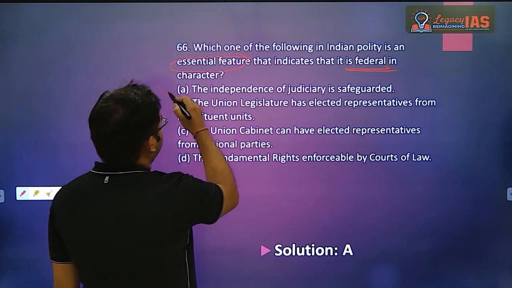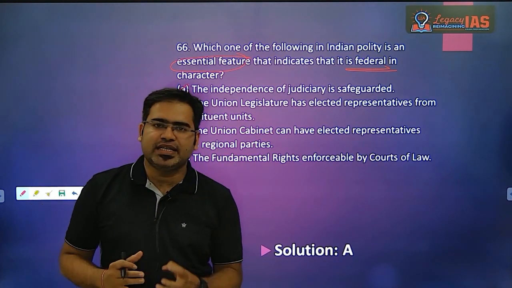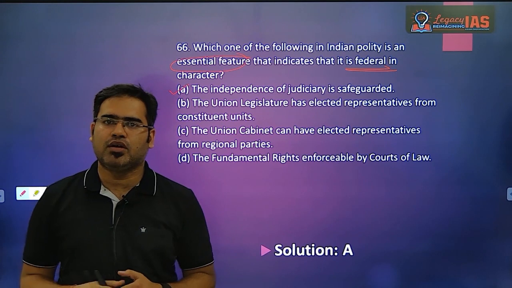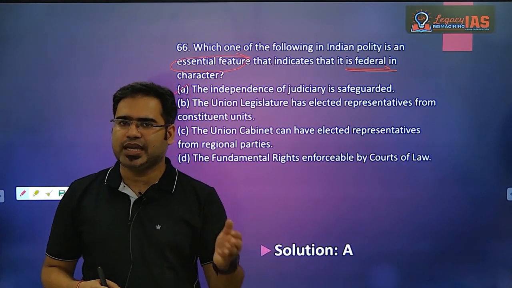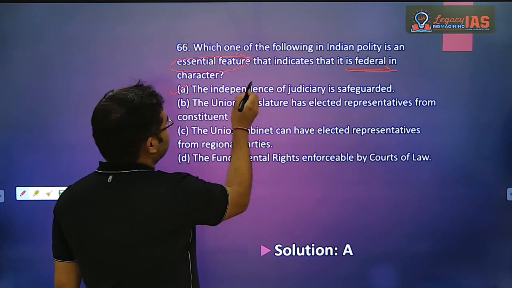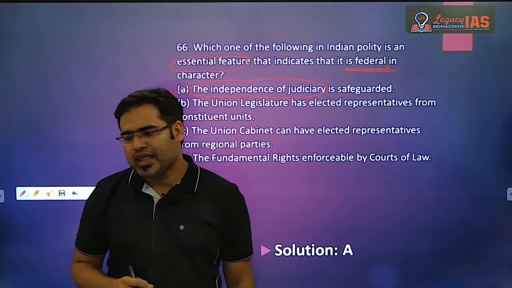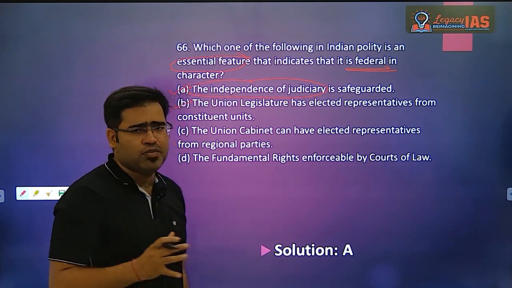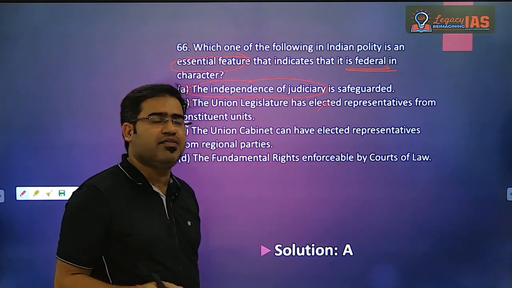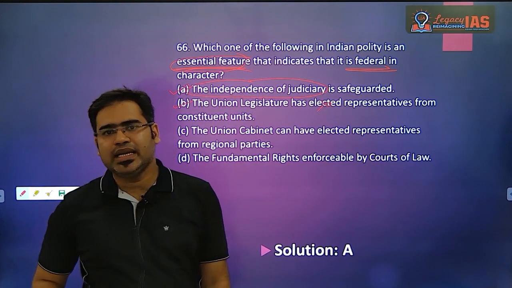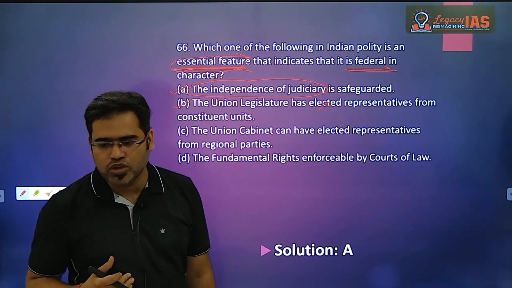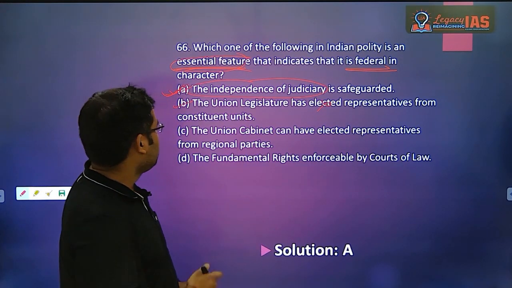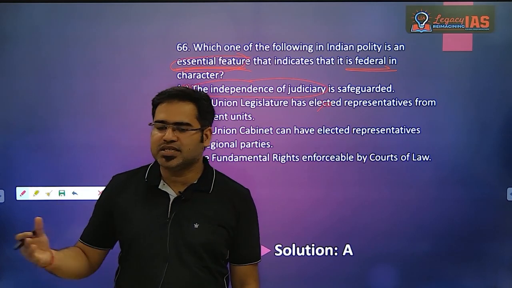For example, first is independence of judiciary is safeguarded. See, when the judiciary is independent, then the state governments, whenever they have any dispute with the central government, can approach the judiciary because they know that the judiciary is independent. So that is the reason the independence of the judiciary is one of the very basic features that make it federal in character. Other, like the union legislature has elected representatives from constituent units. This will not be considered an essential feature, because they have written essential feature. So out of the 4 options, the first will be the most appropriate option, correct? The rest are not essential features that indicate it is federal in character.